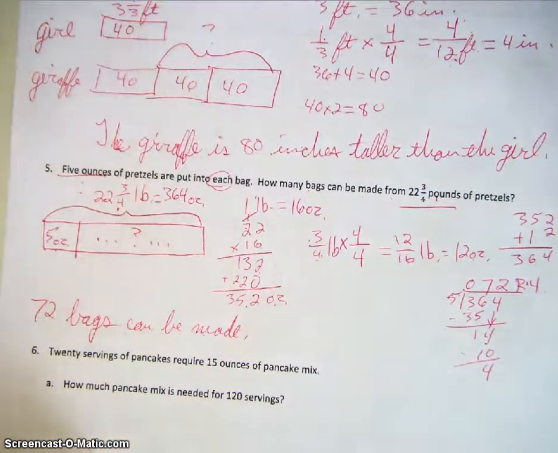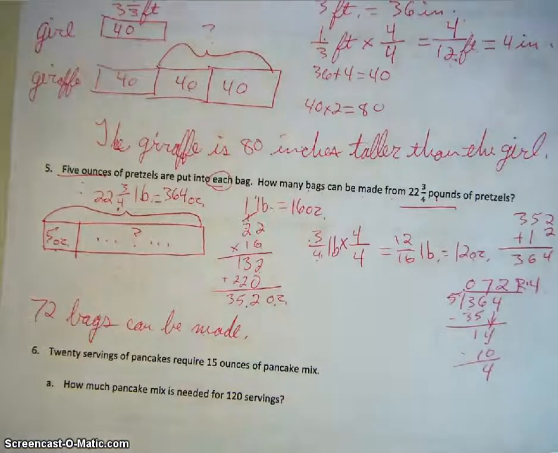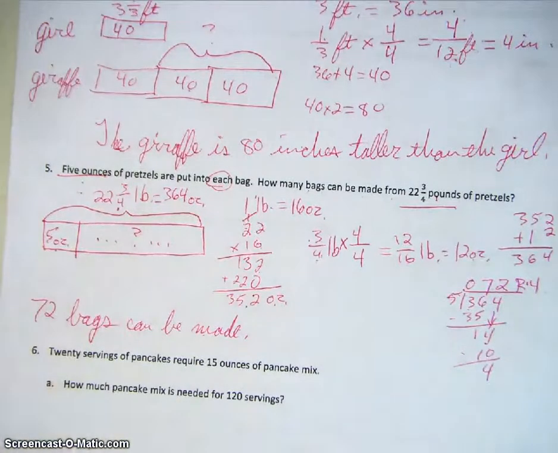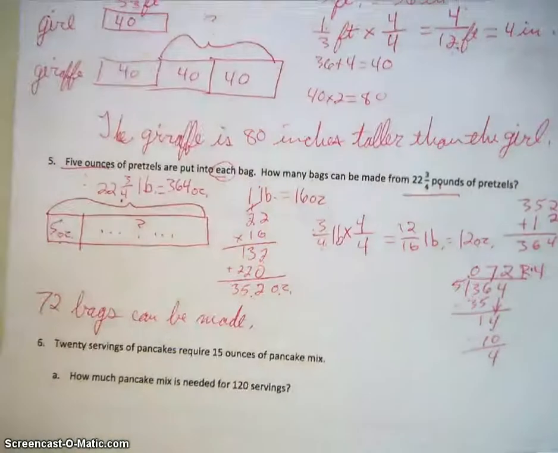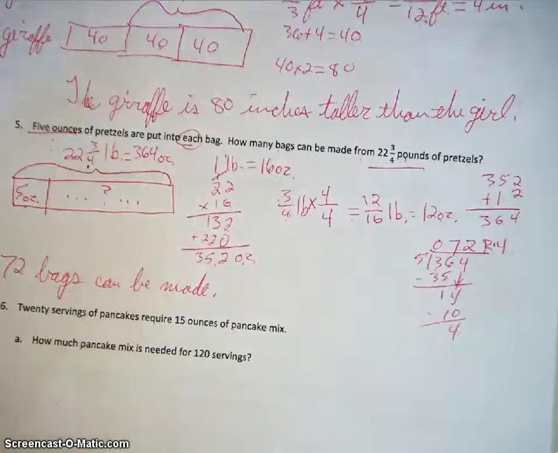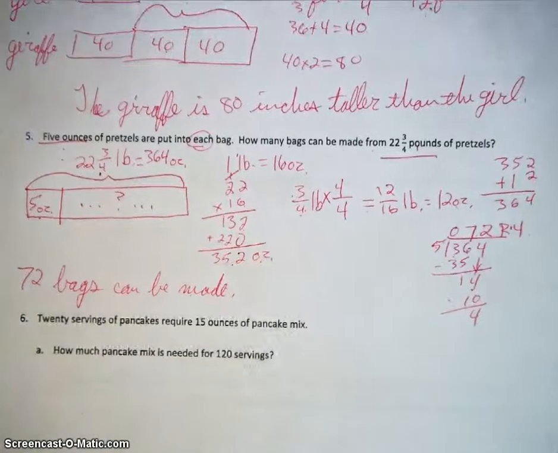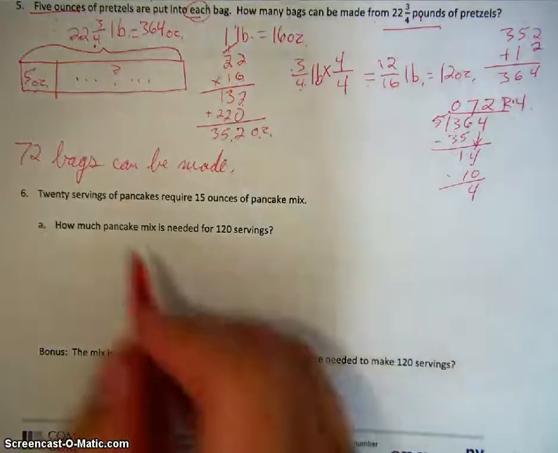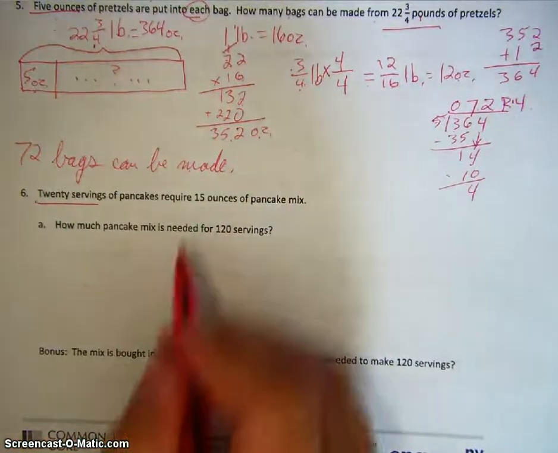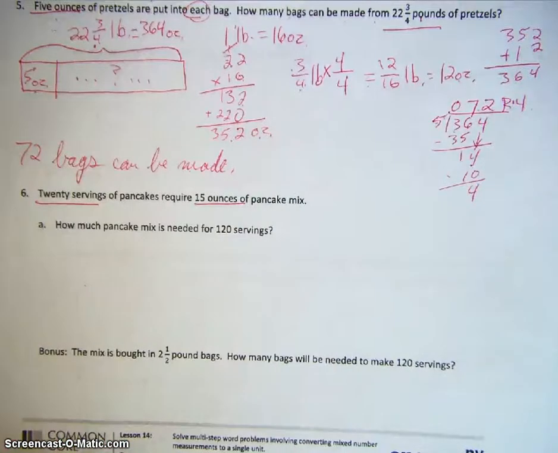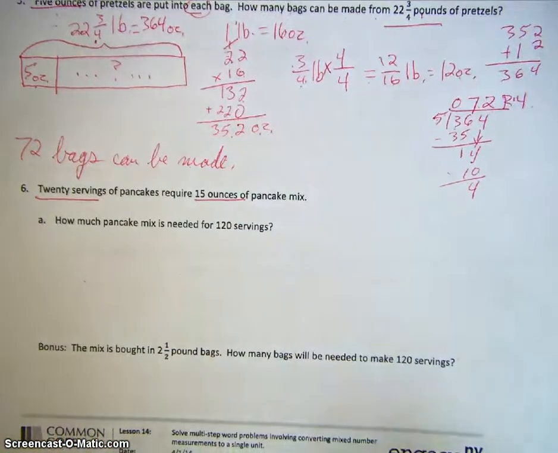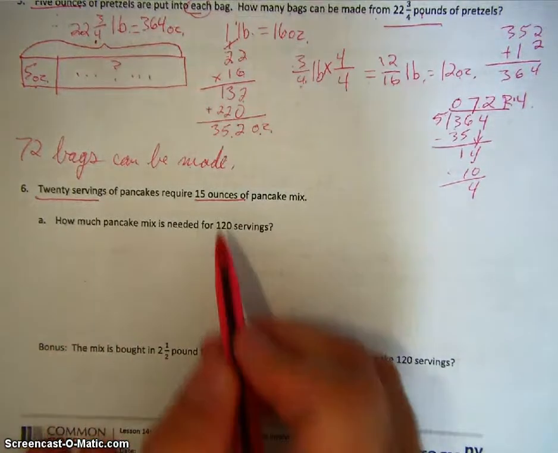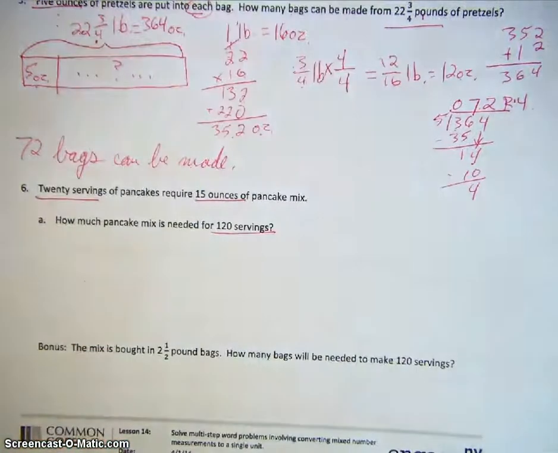So a lot of steps in this one between converting the units and then dividing for the number of bags. Moving down to number 6. Let me take a look at some pancakes. So now 20 servings of pancakes require 15 ounces of pancake mix. We want to know how much pancake mix is needed for 120 servings.